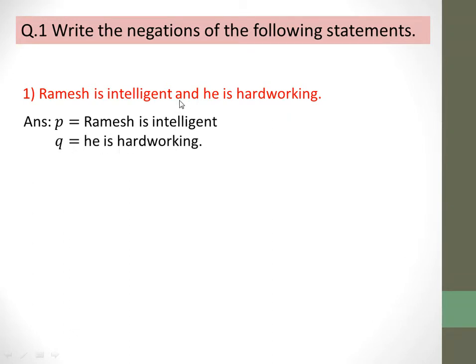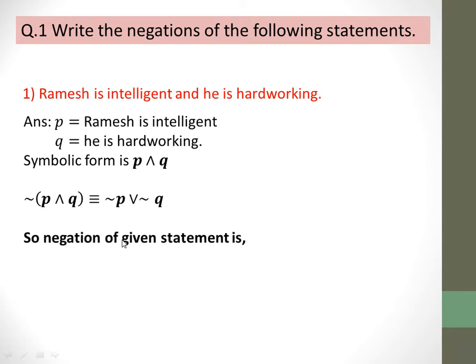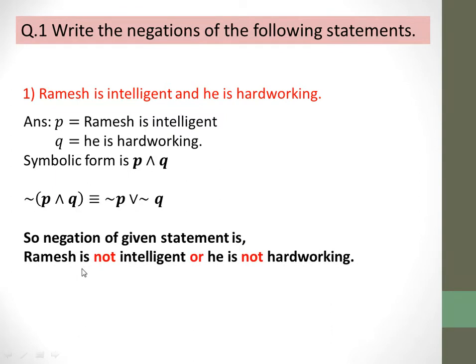First of all you have to identify that here the connective used is and, that is conjunction. So the symbolic form is P and Q. Now we require the negation of this, negation of P and Q. The rule is De Morgan's law: negation of P and Q is equal to negation P or negation Q. So while taking the negation of a conjunction we have to use this. So what will be the negation here?